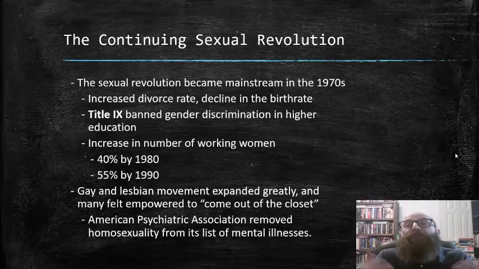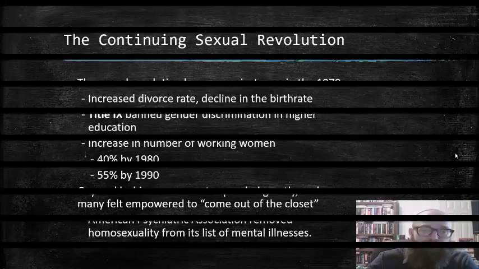The gay and lesbian movement also expanded greatly in this period, and many more gays and lesbians felt empowered to, quote-unquote, come out of the closet and announce their sexual status to the world. This also led the American Psychiatric Association to remove homosexuality from its list of mental illnesses, a major coup for the gay and lesbian rights movement.